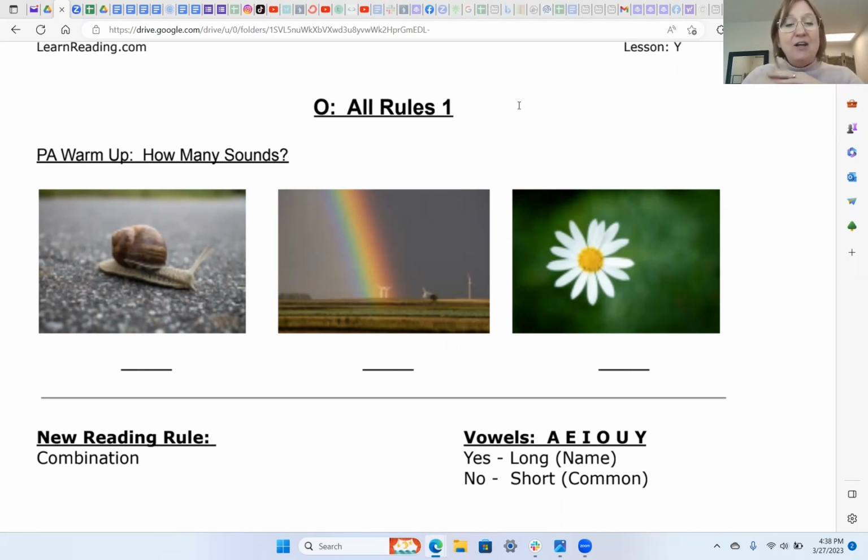So snail, if you stretch it out, okay, there's 4 sounds in snail. All 4 of the sounds can be stretched and sustained. And it's easier to count those words when all of the sounds in there can be stretched. Snail. 4 sounds.